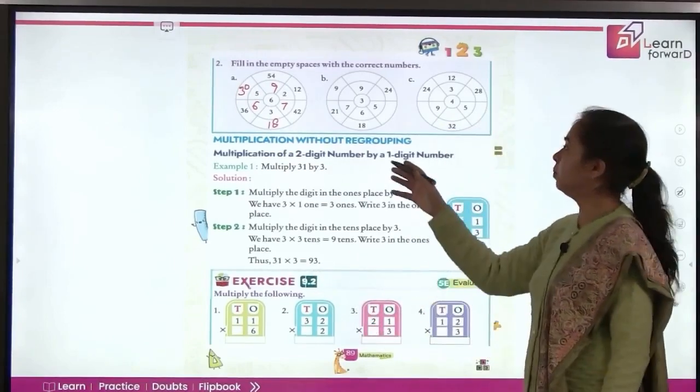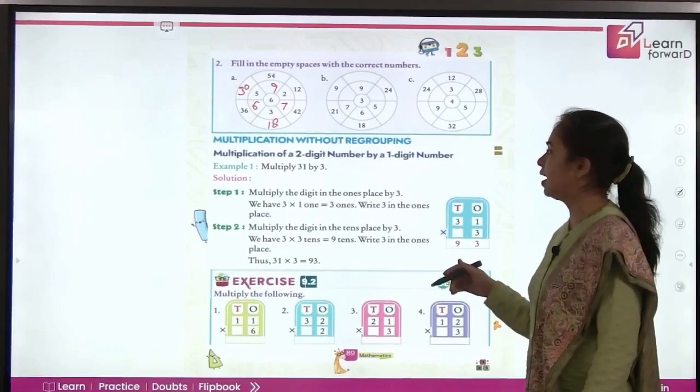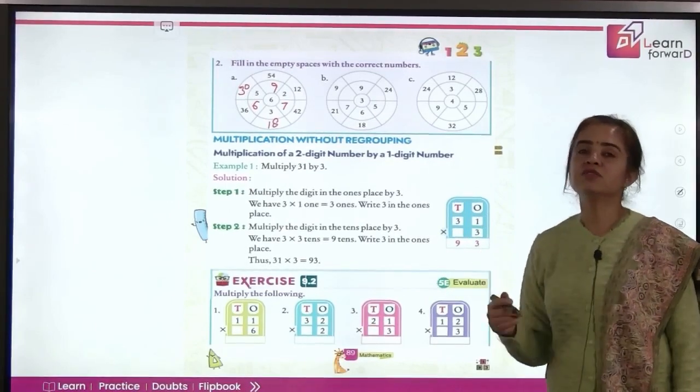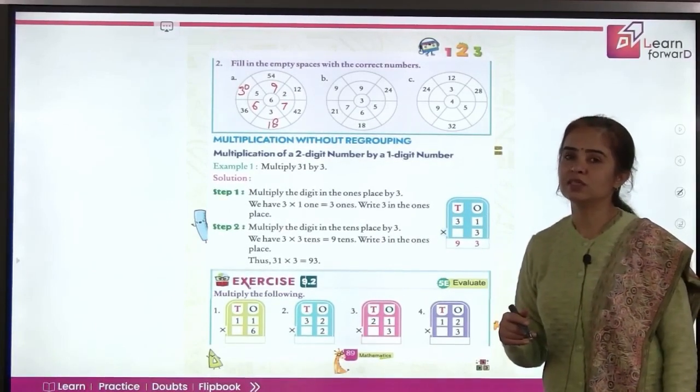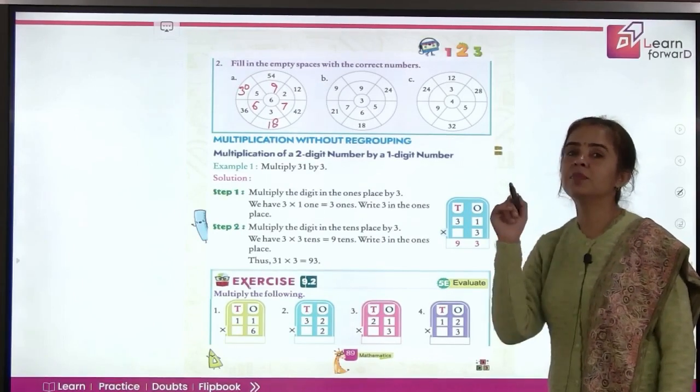Now we have multiplication without regrouping, when we have to multiply a 2-digit number by a 1-digit number. First thing is we have to write the places, tens and ones. Write the 2-digit number first and write it carefully under the proper places.